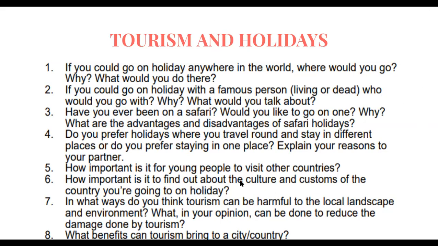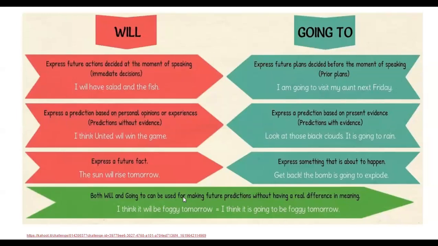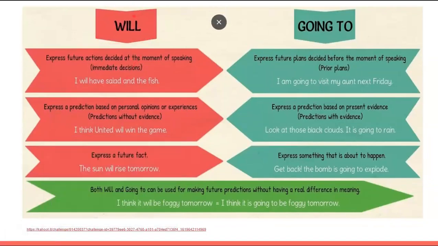All right, yes, please. And I think, well, now we are going to be reviewing the differences between will and going to. We know that will and going to are future tenses, both of them. But let's see what is the difference between them, because both of them refer to the future. It is the same of saying, I think it will be foggy tomorrow, and also saying, I think it is going to be foggy tomorrow. The meaning is the same. But what is the difference in context?